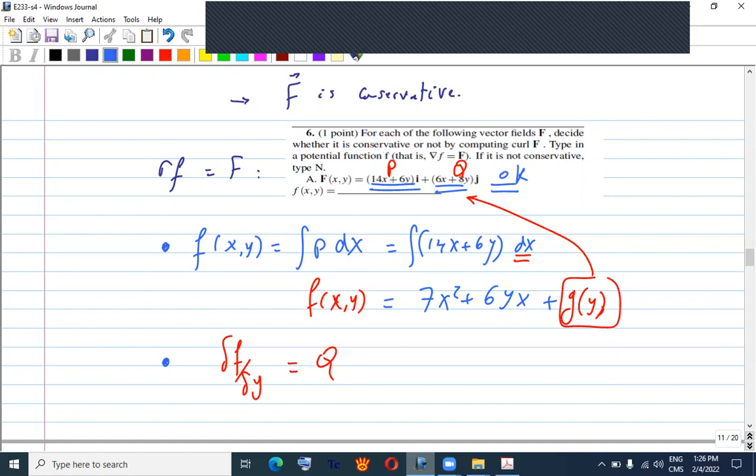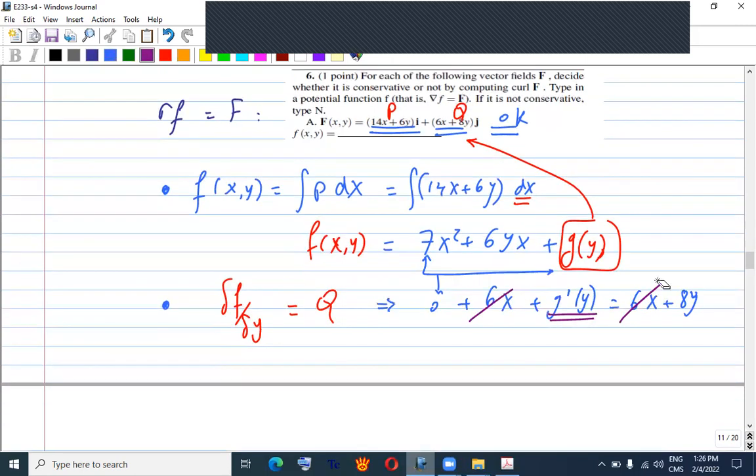The derivative of the potential function is right here. I'm going to derive this with respect to y. So this is a 6x. This is g prime of y. It equals Q, by theory. It's Q, 6x plus 8y. Now, how do you tell? Always at this step, because you want to find g of y, no x's should be present. Those should cancel. If at some point you get x, then there's something wrong on your side. Always when you reach this step, you want to find g of y.